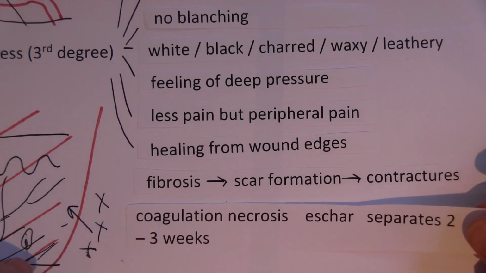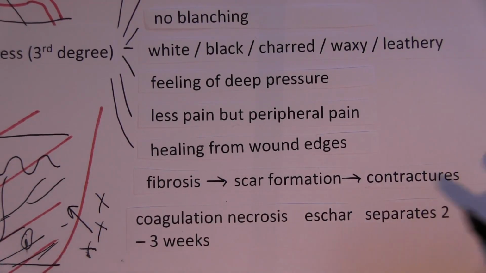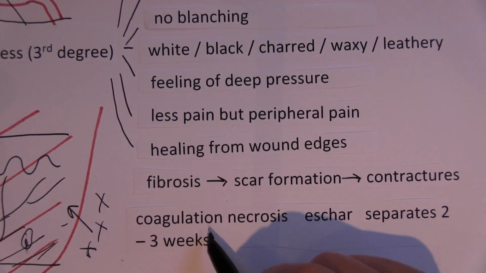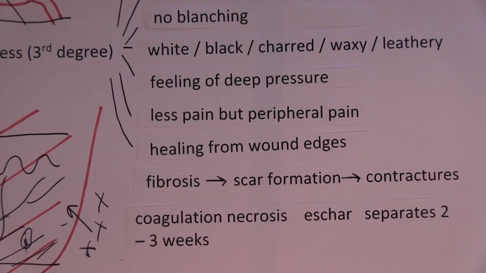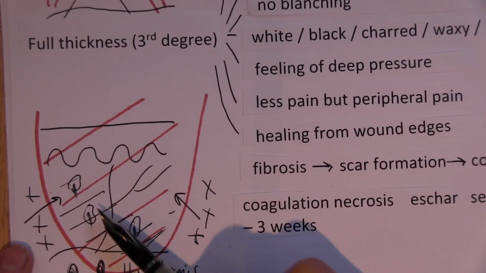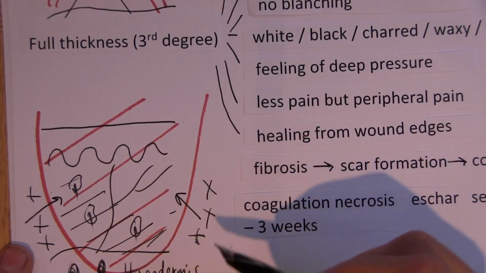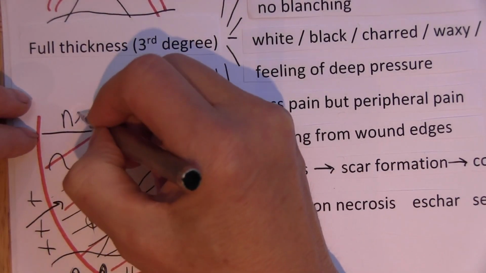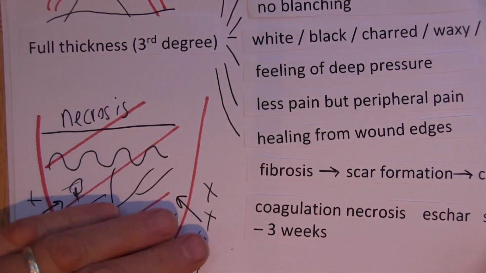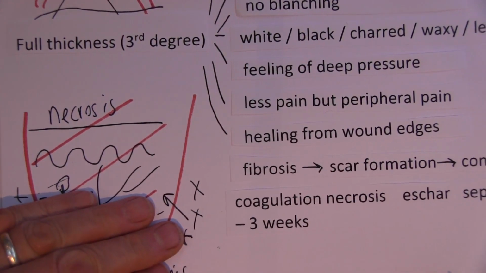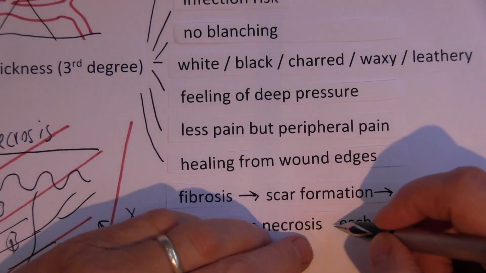And the other risk with full thickness burns is we get coagulation necrosis. So you know blood coagulates, it clots, doesn't it? So the heat will coagulate the proteins, it will cause denaturing of the proteins. And that's what actually, so the proteins in all of this tissue are denatured, and that kills it, causing necrosis. Dead tissue necrosis. So coagulation necrosis, and that can form an eschar.